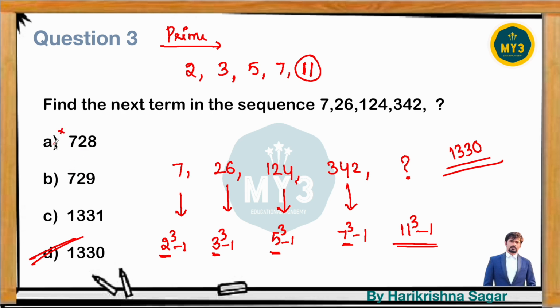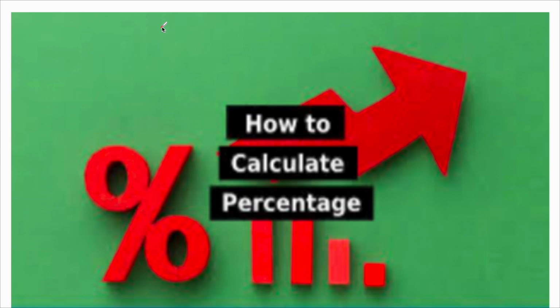Most of the students will mark the answer 728 because they see 2, 3, 5, 7 and think the next term is 9. But these are not odd numbers, these are prime numbers. You have to consider the next prime number. So the answer must be 1330 here. Hope you are able to understand this. Let's move forward with the next application.